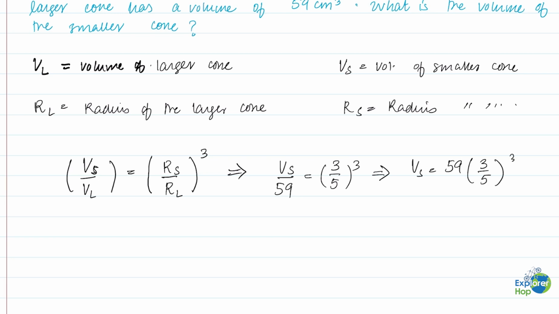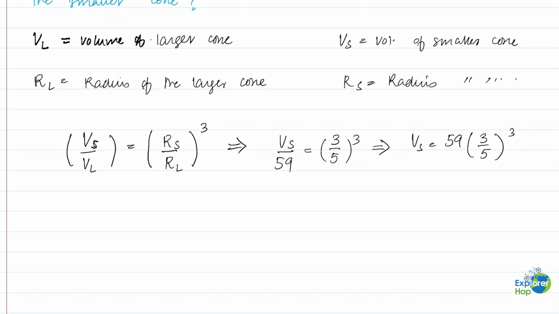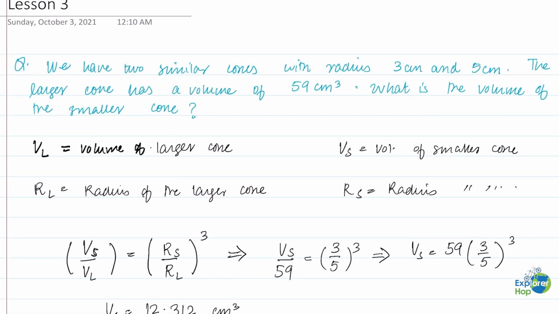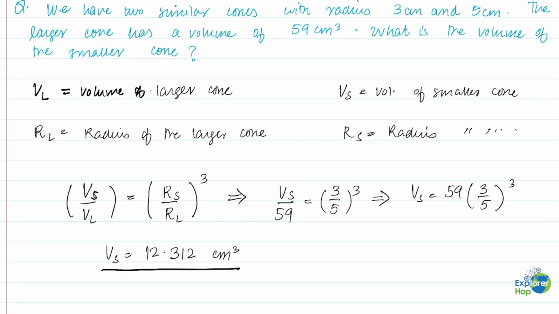We can easily use a calculator to calculate this value, and we would get Vs to be equal to 12.312. And we can add the units as well. We know it would be centimeter cube. So yeah, we found the volume of the smaller cone using the volume of the bigger cone.